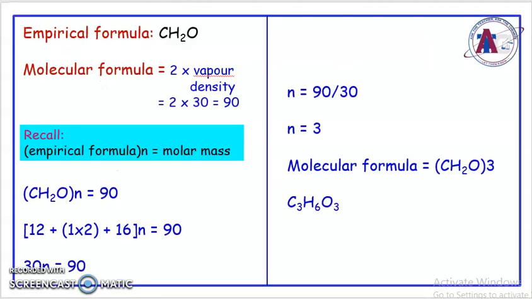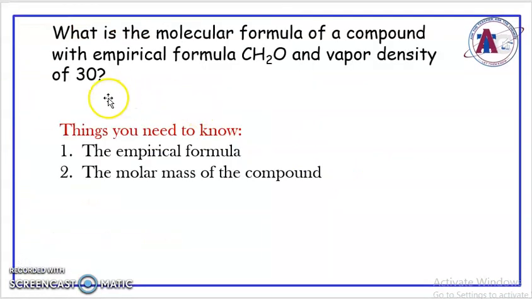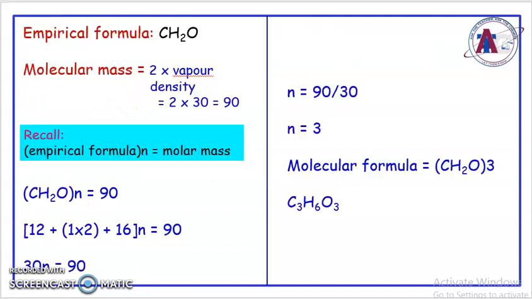Now let's see the relationship between vapor density and molecular mass. Now, empirical formula is this. Good. Molar mass is equals to 2 times vapor density. So if the vapor density given to us in the equation is 30, the molar mass of the compound is 2 times 30, because molecular mass or molar mass is 2 times vapor density. So we have 2 times 30 to give us 90.